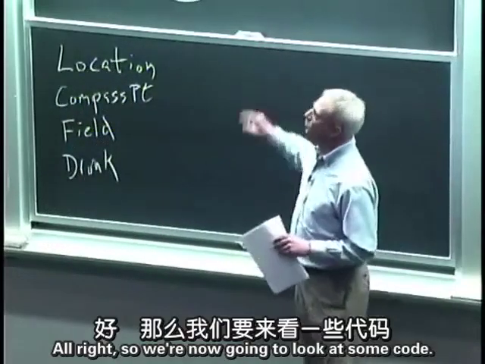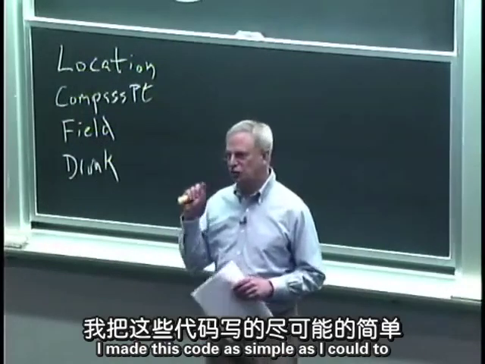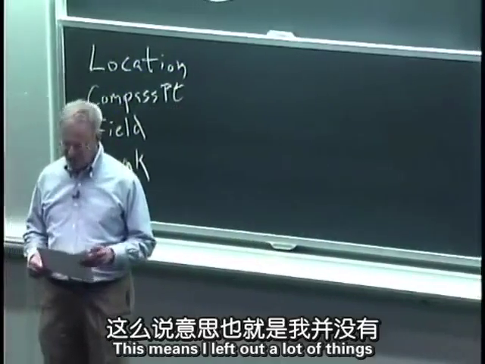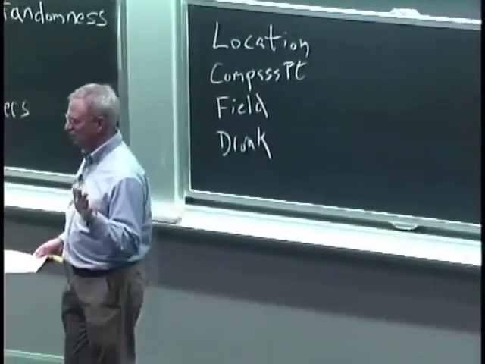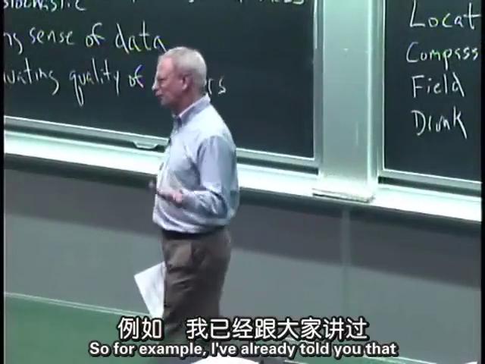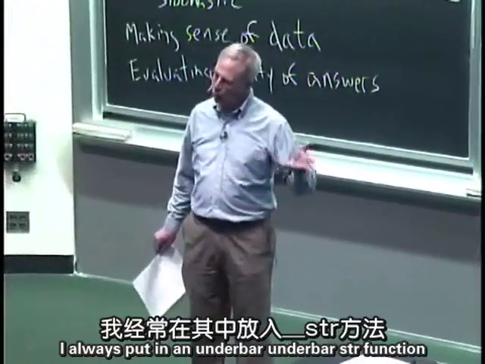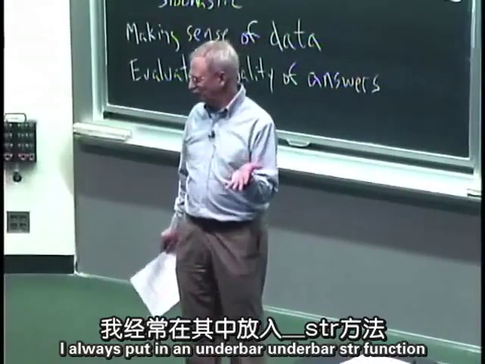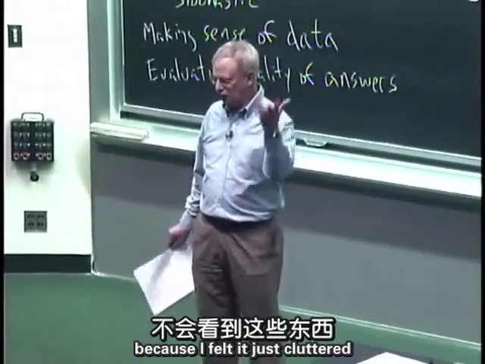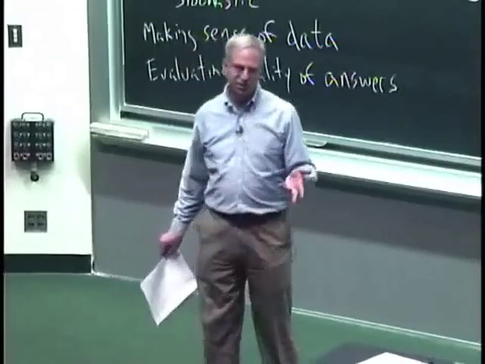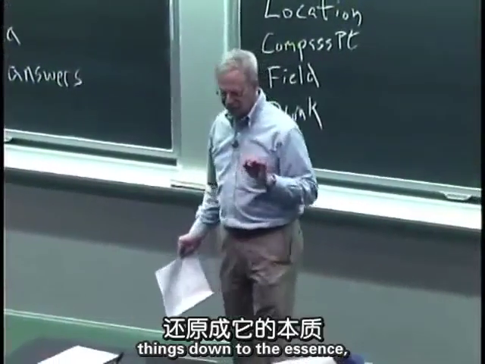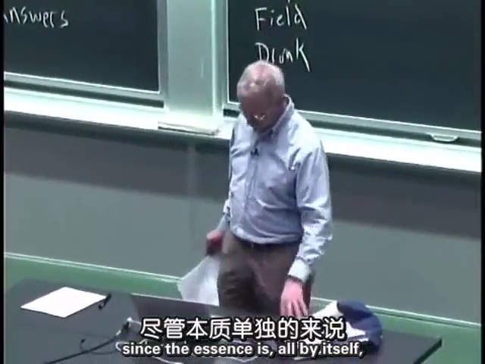All right, so we're now going to look at some code. I made this code as simple as I could to illustrate the points I wanted to illustrate. This means I left out a lot of things that ought to be included in a good program. So I want to just warn you. So for example, I've already told you that when I build data abstractions, I always put in an underbar str function so that I can print them when I'm debugging. Well, you won't see that in this code because I felt it just cluttered the code up to make the points. You'll see less defensive programming than I would normally use. But again, I wanted to sort of pare things down to the essence, since the essence is all by itself probably confusing enough.